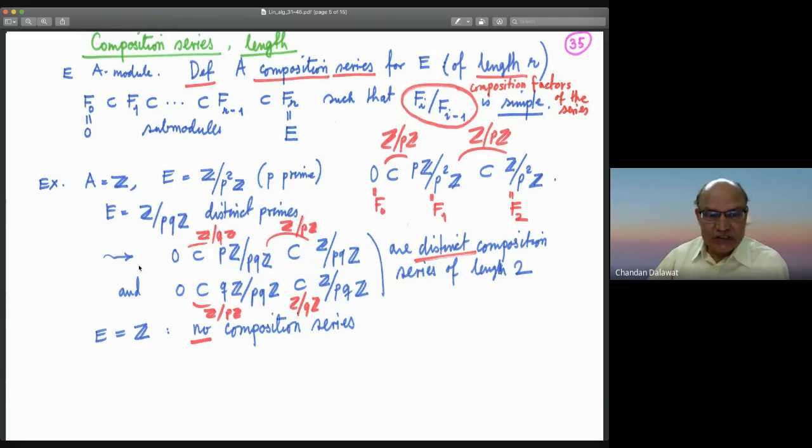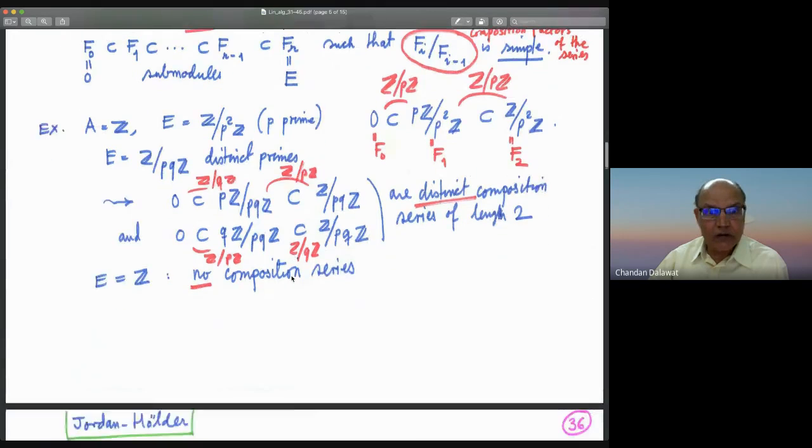So these composition series are distinct, but what you notice is that the quotients are really the same up to the order in which they appear. That will be a consequence in general of the Jordan-Holder theorem, which we are going to prove next. But let me just remark that not every module has a composition series.